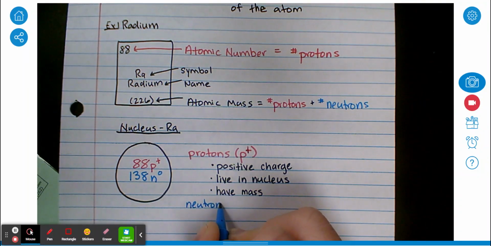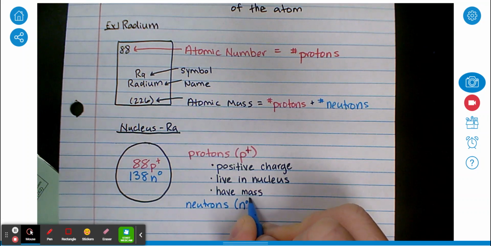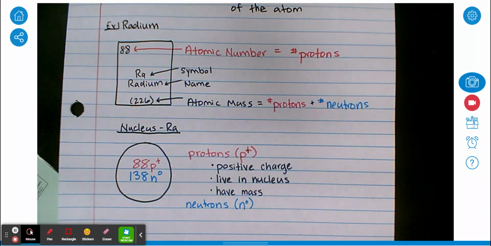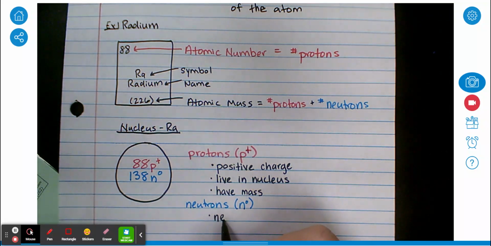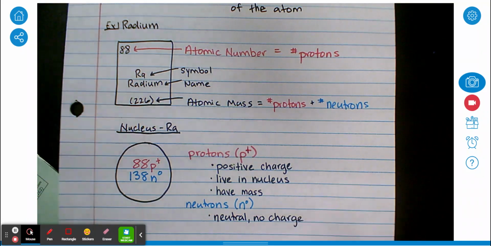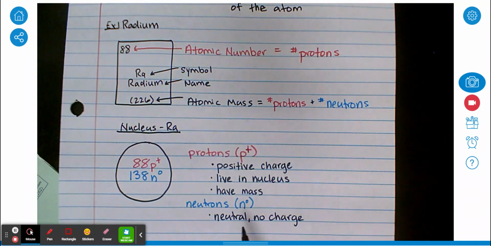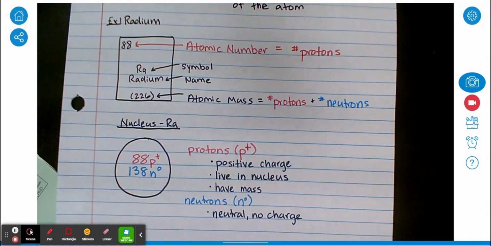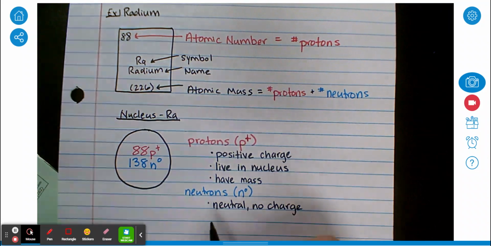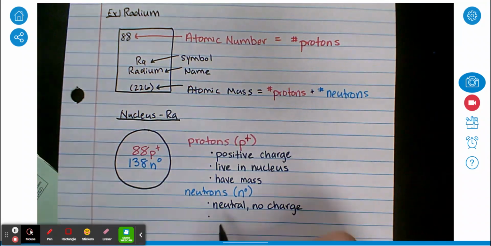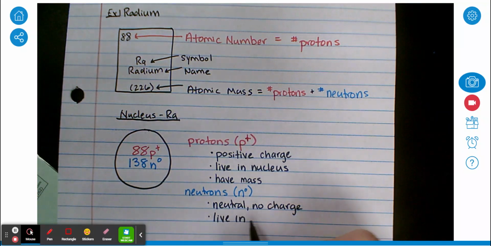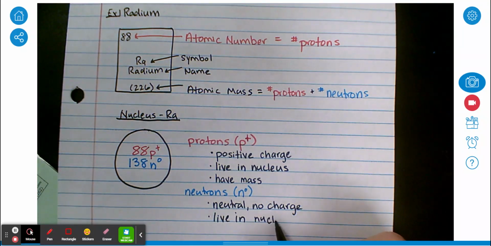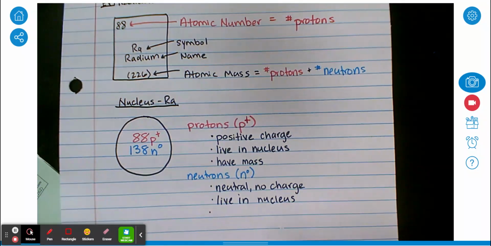Neutrons are very similar. Now, neutrons, if you guys have been following that symbol, are n with a little zero. That zero means they are neutral, or they have no charge. So basically, they have no attractive property. A neutron would be like putting a magnet next to a piece of plastic. There's no attractive property at all. They're just sitting next to each other. Protons have a positive charge. They have that attractive property to them. Neutrons, however, are similar in other ways. They also live in the nucleus, and they also have mass.